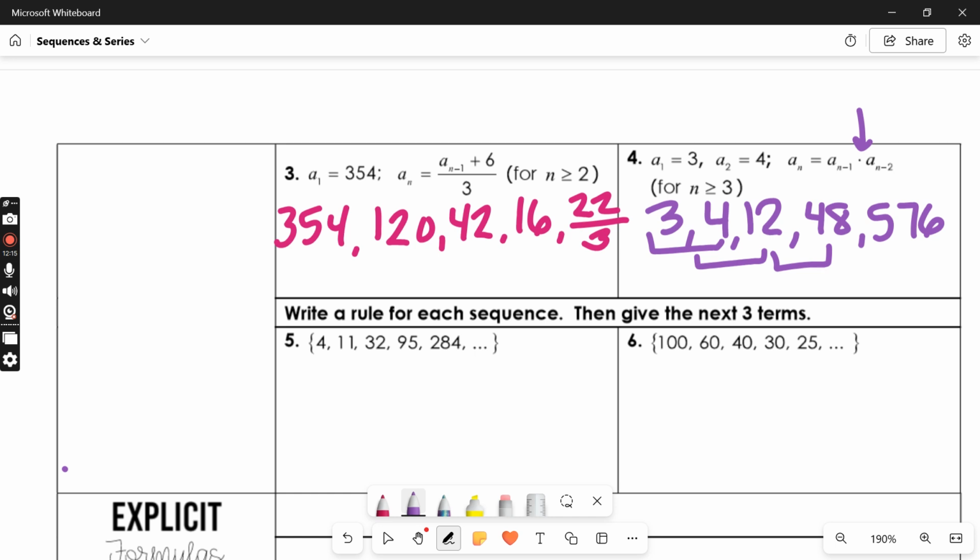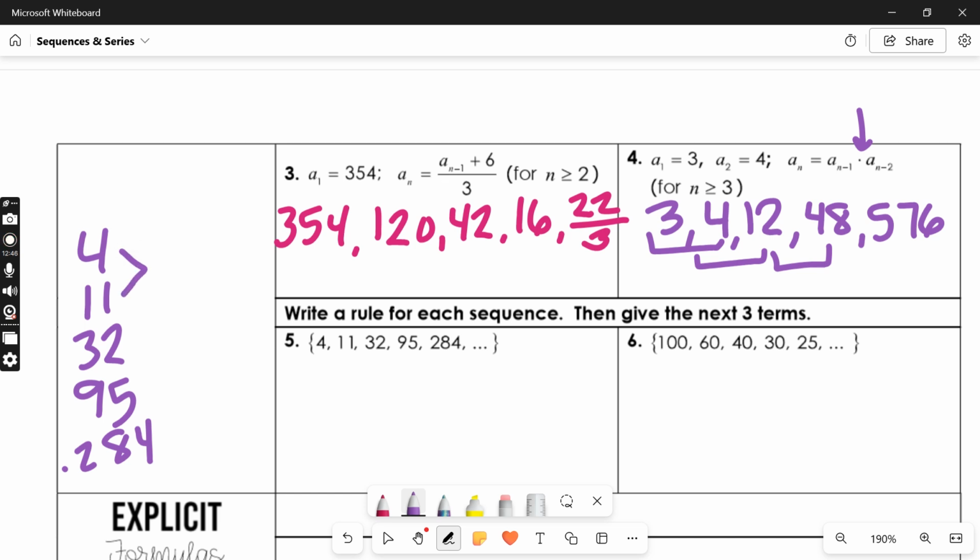Alright, so this says write a rule for each sequence, then give the next 3 terms. Sometimes you kind of have to play with these a little bit to find a good formula. So we have 4, 11, 32, 95, 284. Okay, so I'm just going to look and see what's happening.